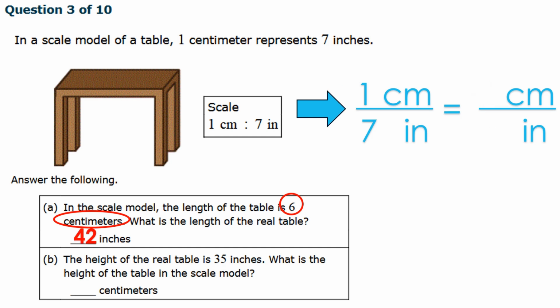Then part B, the height of the real table is 35 inches. What is the height of the table in the scale model? The height of the real table is 35 inches, so it goes on the bottom with the inches. Then we multiply diagonally, then divide. 35 divided by 7 gives us 5 centimeters for the scale drawing.